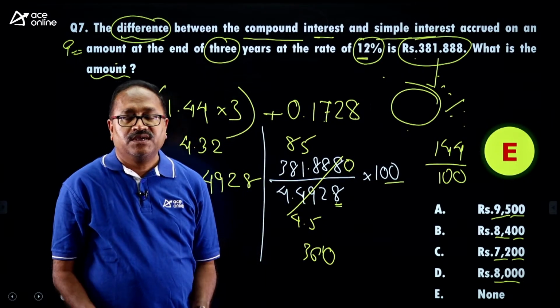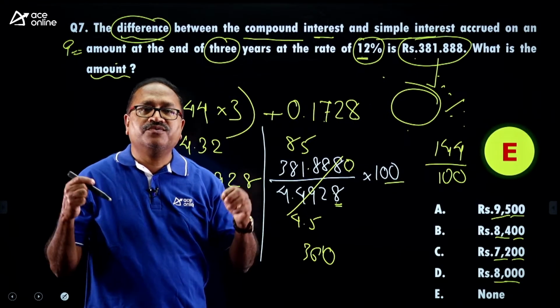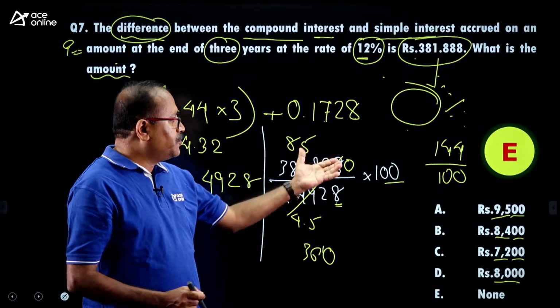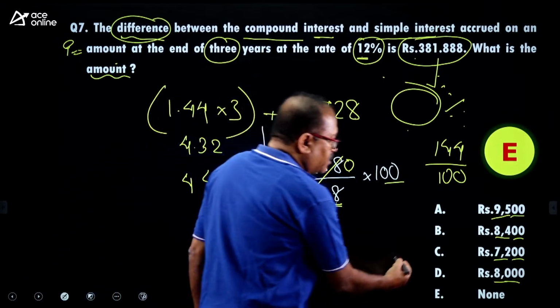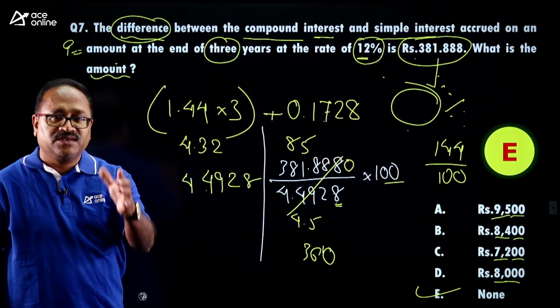85 times. In the examination, we use these techniques. We don't go with the school type of calculation. Now, 85 followed by 2 zeros, I am getting my answer as none of these, option choice E.